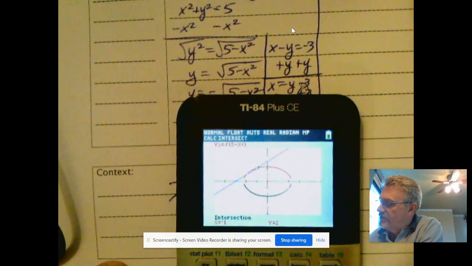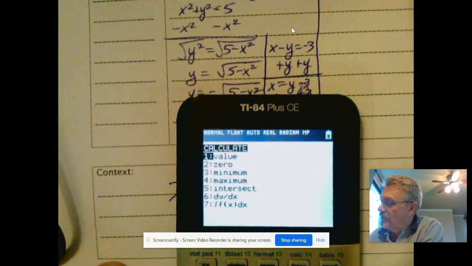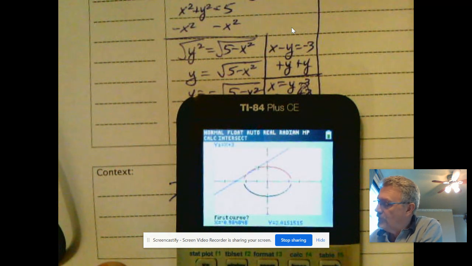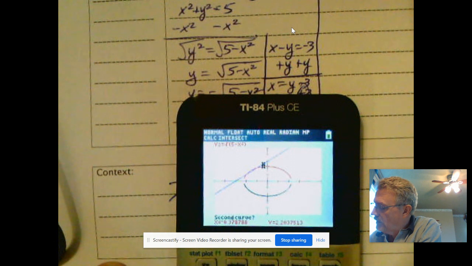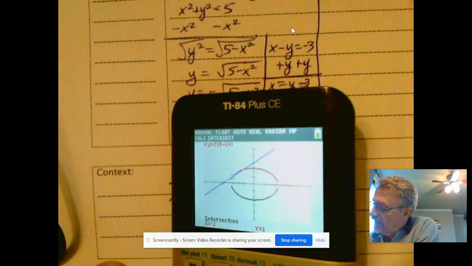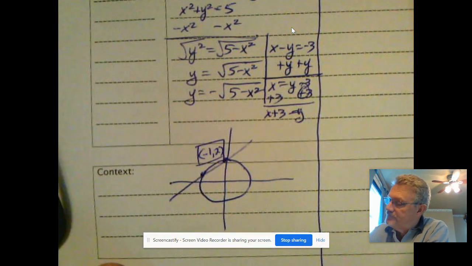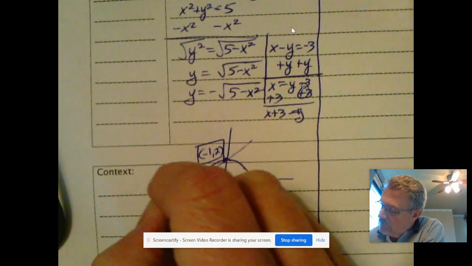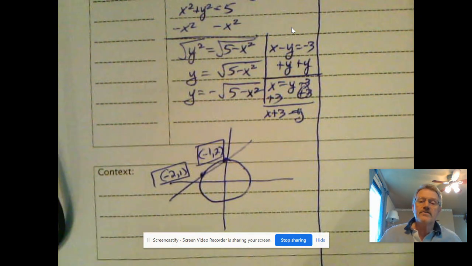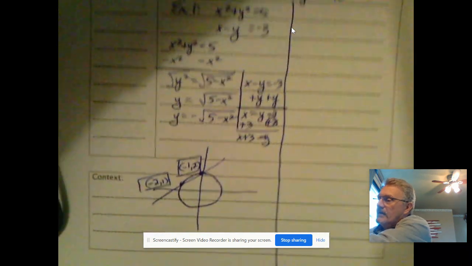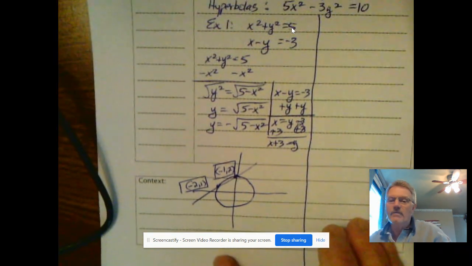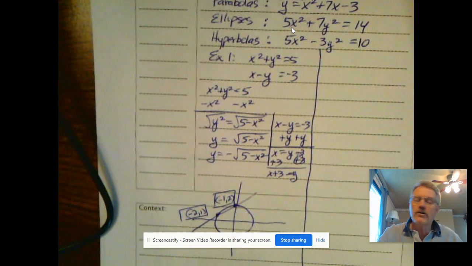All right, so we go back to second trace intersect. I'm going to move my cursor just to see where it is. Again, second curve is the top of the circle. This time when I guess, I'm going to move closer to the other point of intersection. And the intersection there is negative 2, 1. So both coordinates, the x and the y, for each point is my solution. Okay, so that's the graphical approach.